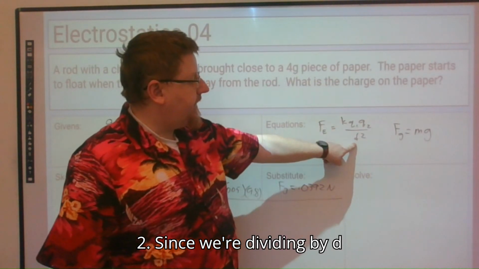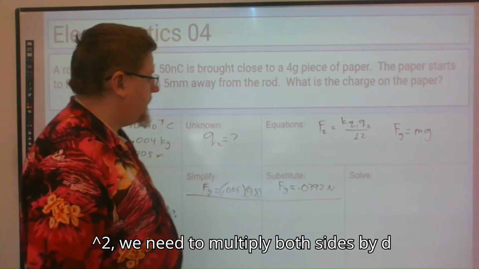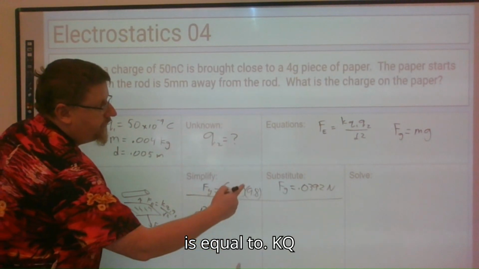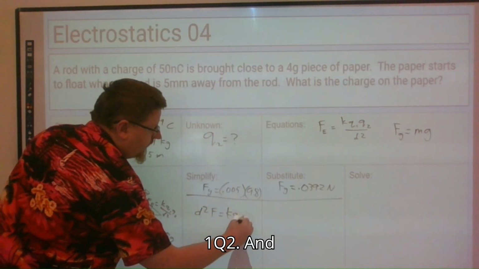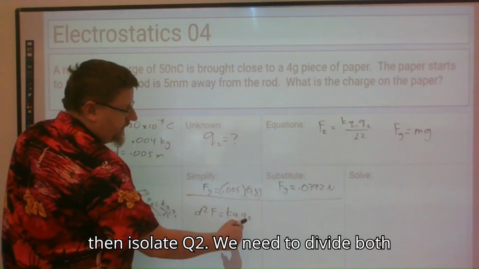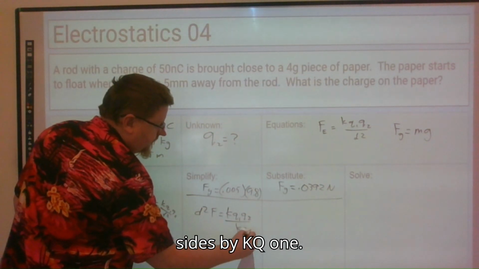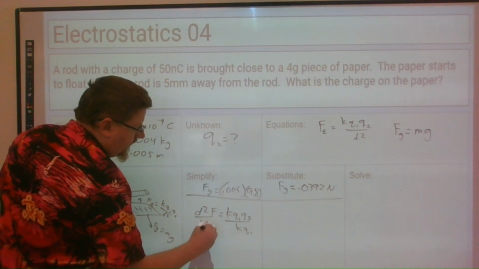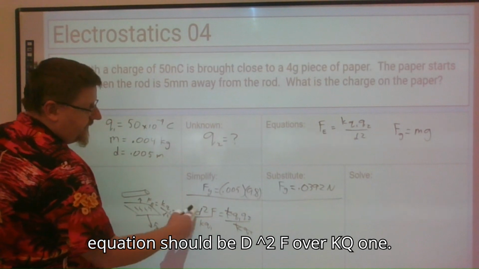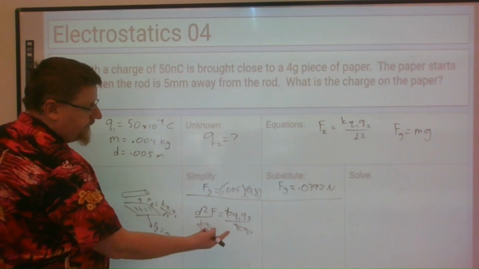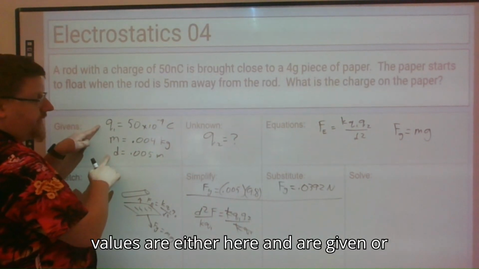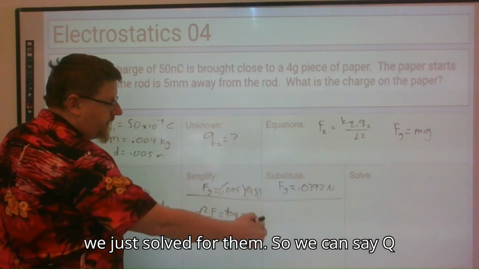All right. Once we get the force, now we can solve for Q2. Since we're dividing by d squared, we need to multiply both sides by d squared. So we're going to get d squared F is equal to k q1 q2. And then to isolate q2, we need to divide both sides by k q1. So those are going to cancel. So our equation should be d squared F over k q1. So now our values are either here in our givens, or we just solve for them.